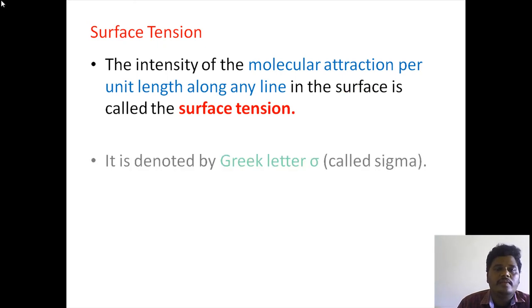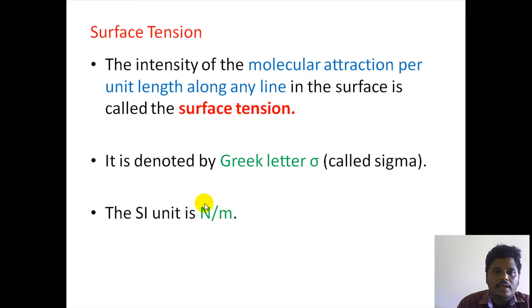It is denoted by the Greek letter sigma. SI unit is Newton per meter: force, the tensile force, in Newtons, per unit length in meters.